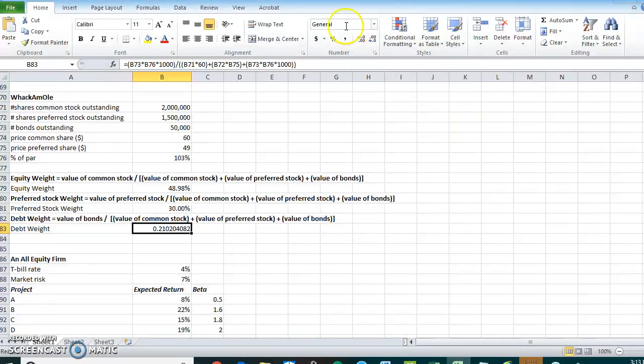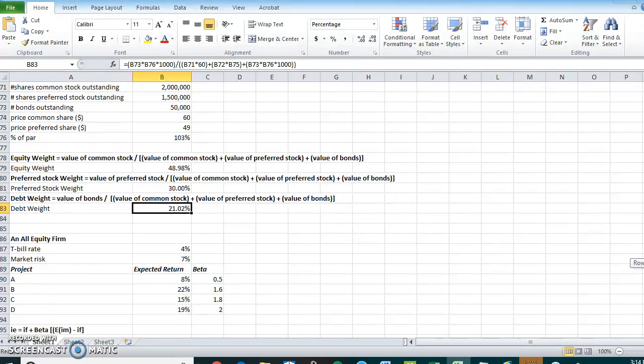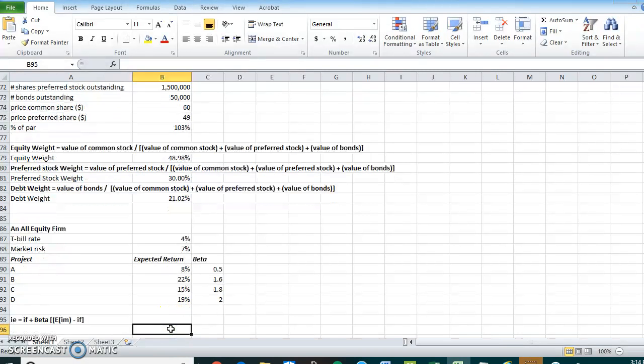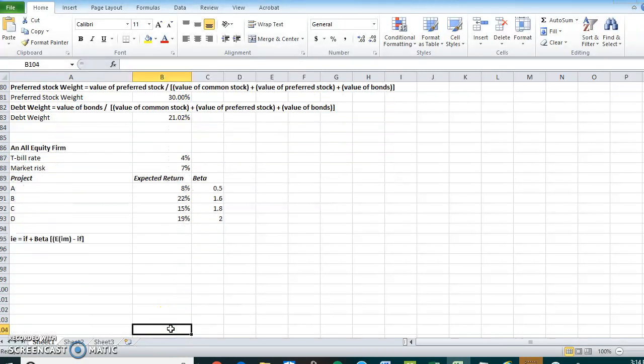0.21020482. Again, percent, 2 decimal places. 21.02% is the debt weight. All right, and that was, again, the same as we've been doing.